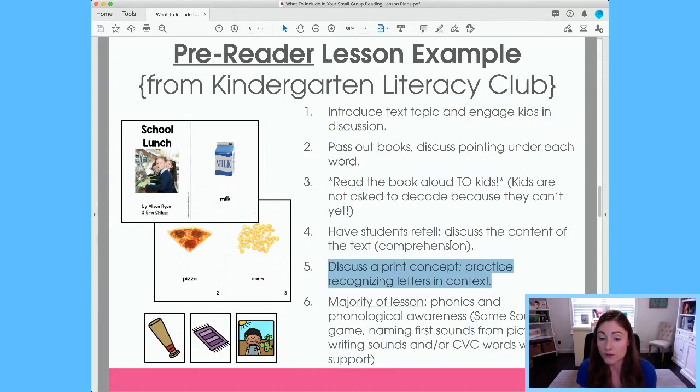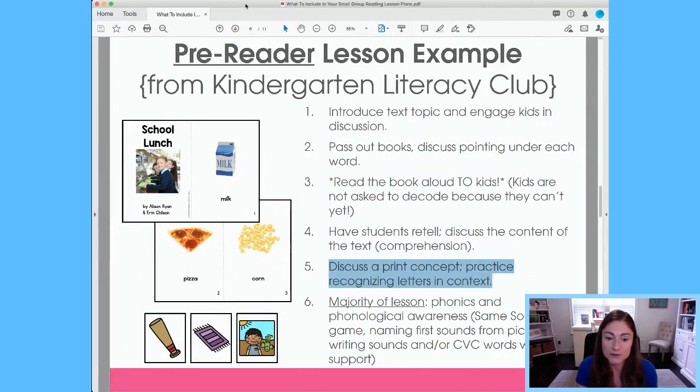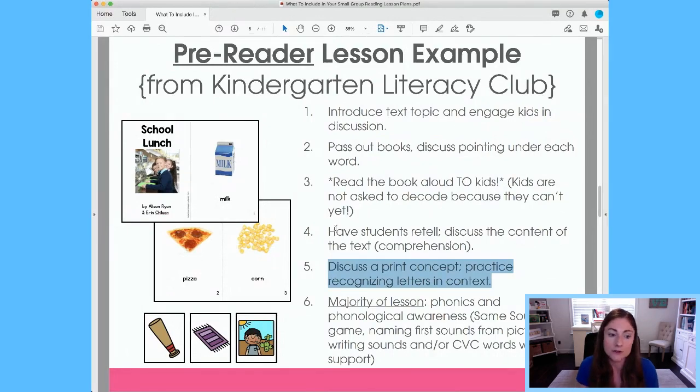So we will focus on one thing. Again, it could be any one of the print concept skills that we've talked about. Could be counting the letters, concept of letter versus word, any of that. And then we also can practice recognizing letters in context. So I might say, oh, hey, did you notice that pizza starts with the letter P? What sound does that make?